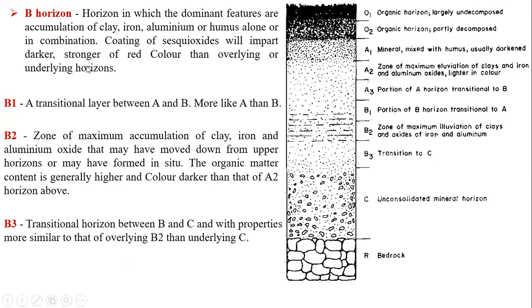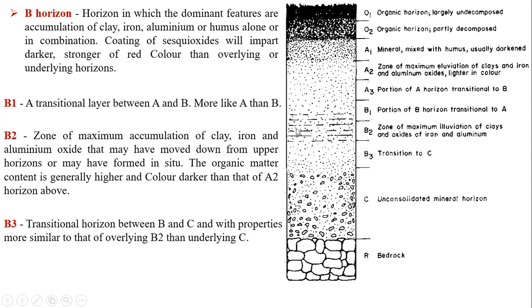Here in the B horizon also, there are three types: B1, B2, and B3. B1 is a transition layer between A and B, more like A than B. This B1 is very close to the A, so most of the properties will be similar to the upper A horizon than B. So B1 is a very transitional layer. But coming to the B2, it's a zone of maximum illuviation. Whatever the iron, clay, and everything else that was washed out, or eluviated, from the A horizon will be deposited in the B2 horizon.